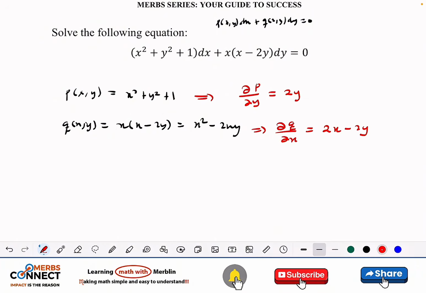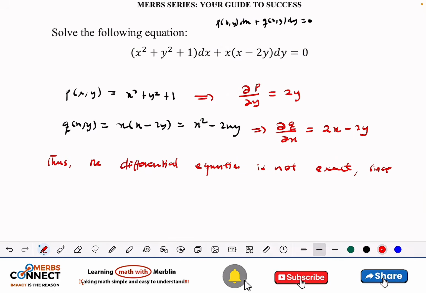So thus, the differential equation is not exact, since partial of p with respect to y is not the same as partial of k with respect to x.